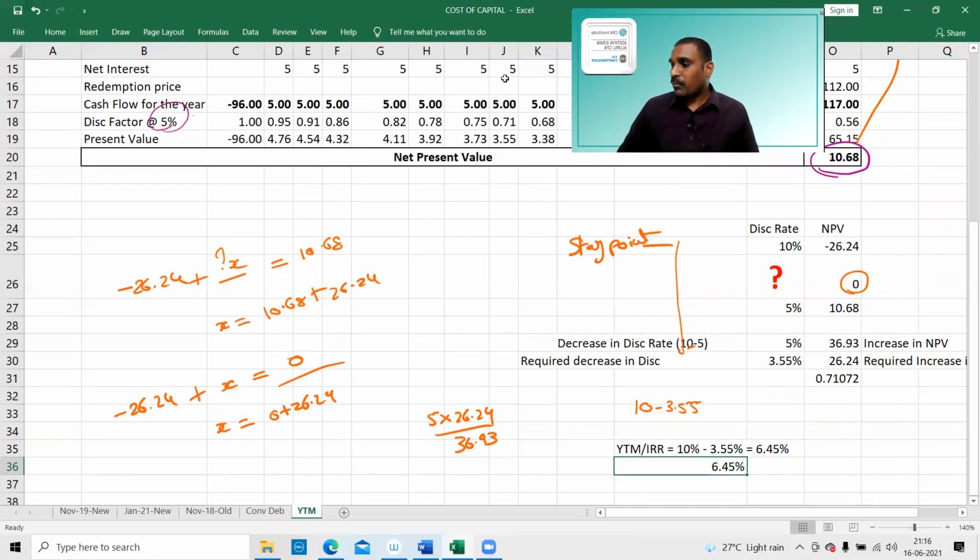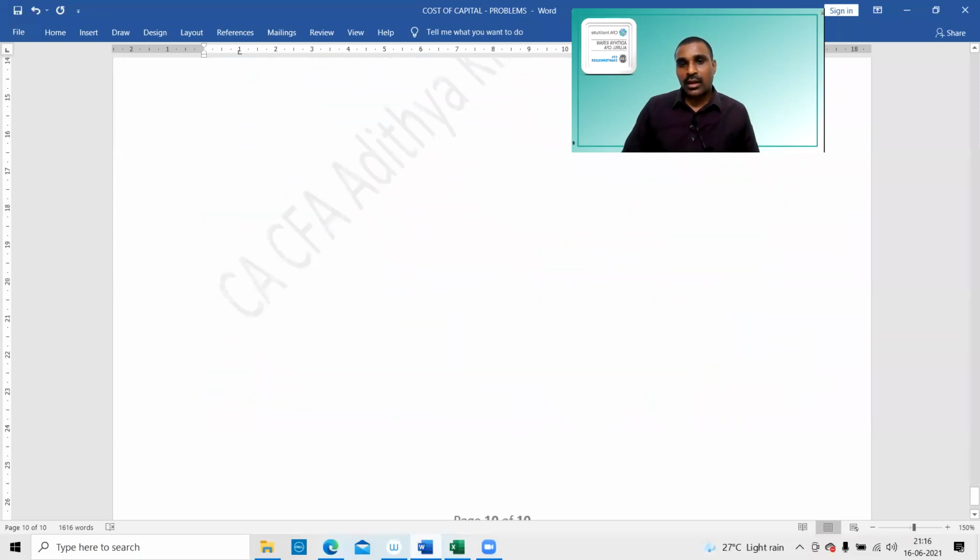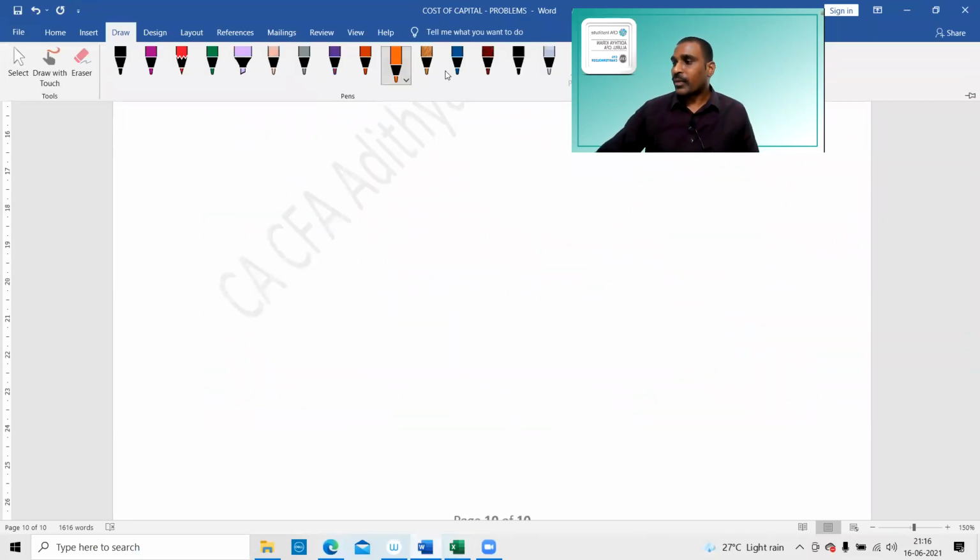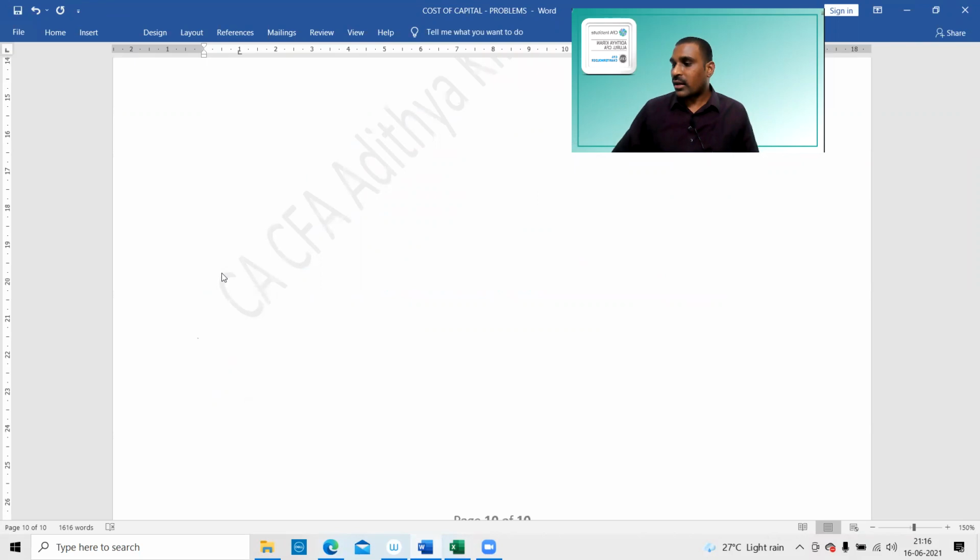But popularly, people will use some formula. I'll show you that formula. With the formula also, you'll get the same rate. What is the formula for yield to maturity or IRR? It is the lower rate plus NPV at the lower rate divided by NPV at the lower rate minus NPV at the higher rate, into higher rate minus lower rate.